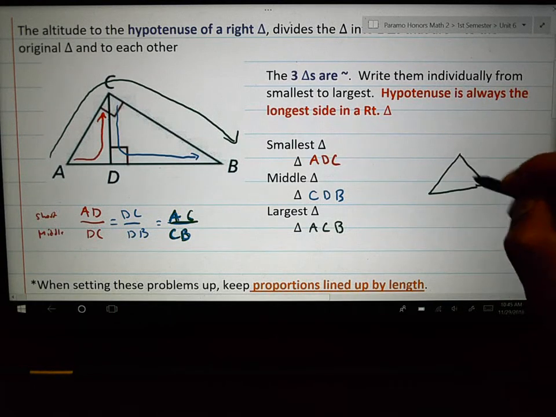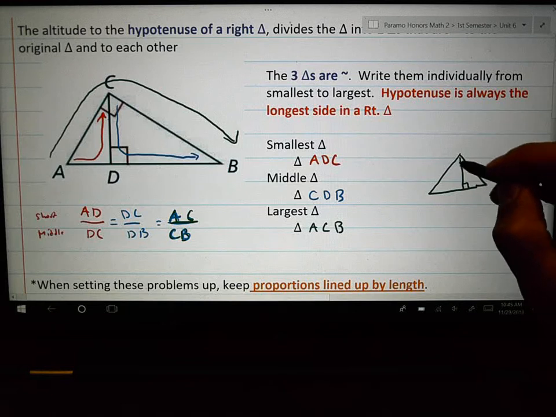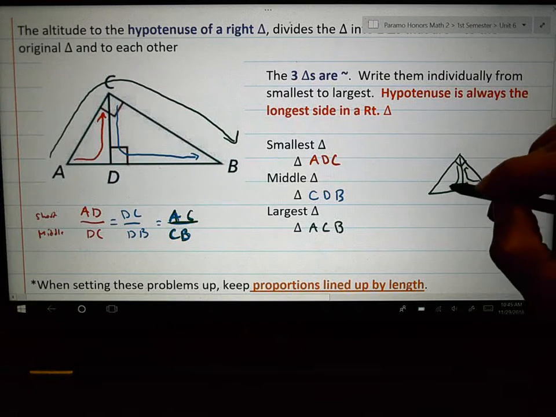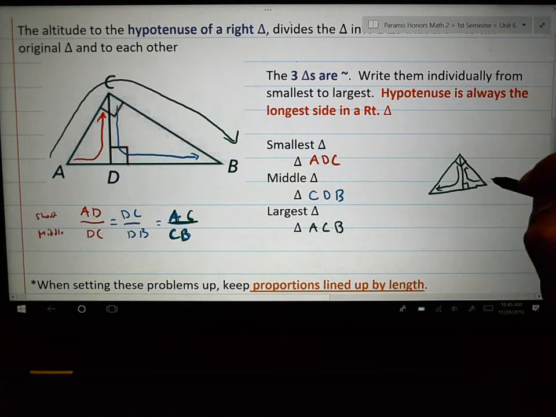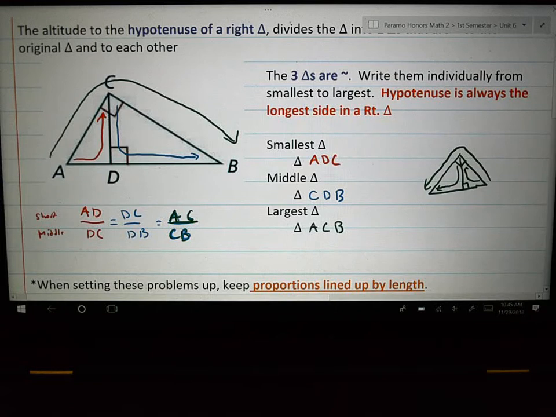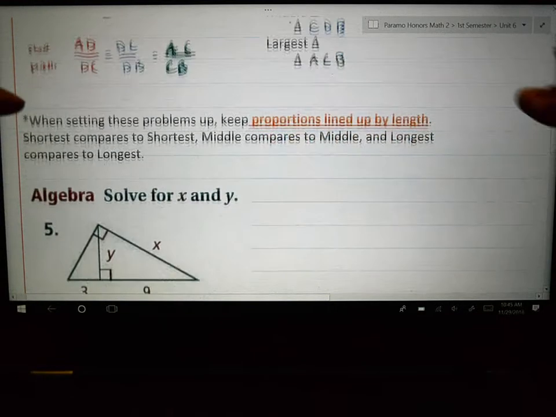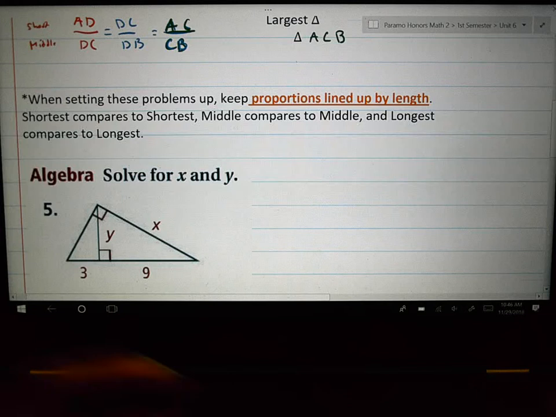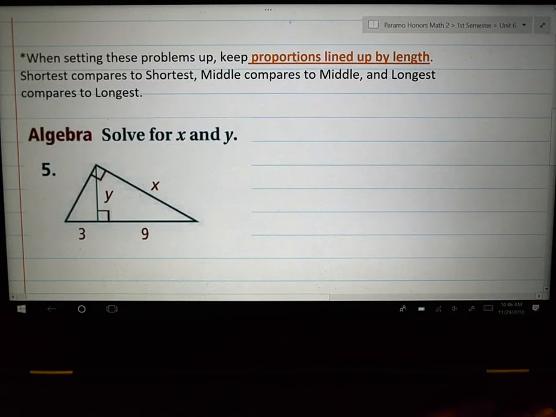Let's say the smallest triangle is on the right-hand side this time. Then your arrows would be like this. Upwards, downwards, over, and around, just so you know what matches up with what. So when you're setting up your problems, make sure you know what's the shortest, what's the middle, what's the longest, because that's how you're going to solve and figure out what's x and what's y in a lot of the problems. Let's do some examples.